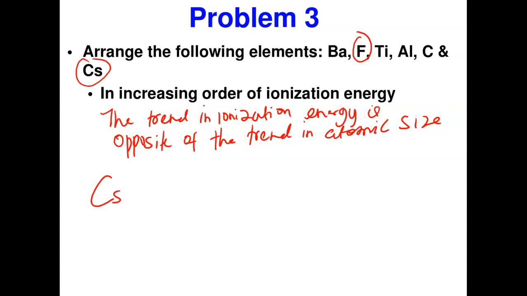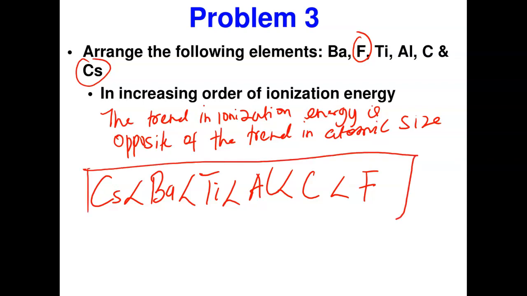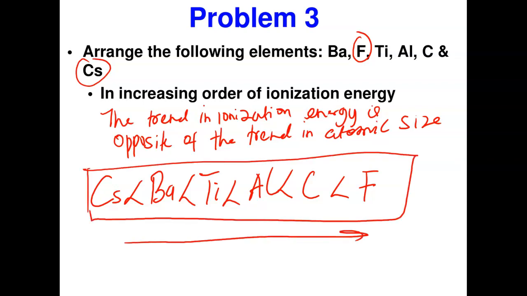So here we're going to have cesium will be less than beryllium. Beryllium will be less than titanium. Titanium is going to be less than aluminum. Aluminum will be less than carbon, and carbon will be less than fluorine. 1, 2, 3, 4, 5, 6. So we got it completely. All right, so this is the trend again. Like I said, this will be the increasing order of ionization energy.